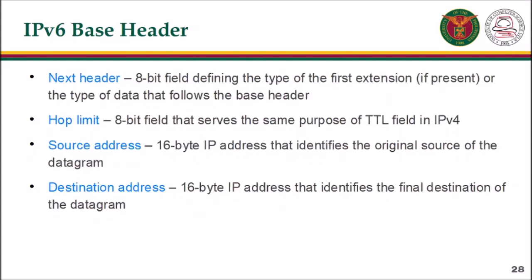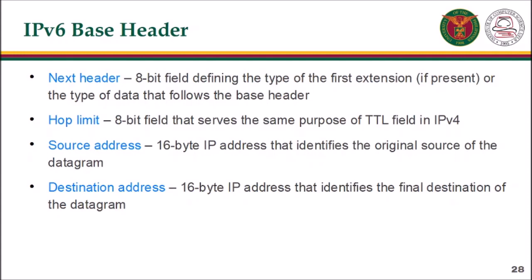The next header is an 8-bit field defining the type of the first extension header if present, or the type of the data that follows the base header in the datagram. This field is similar to the protocol field in IPv4. The 8-bit hop limit field serves the same purpose as the time to live field in IPv4.